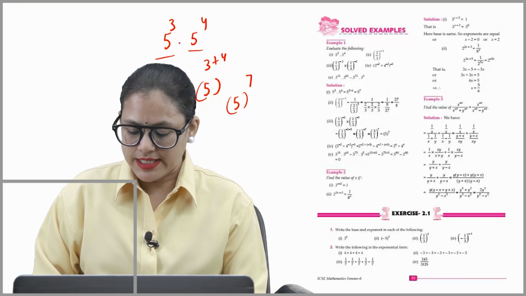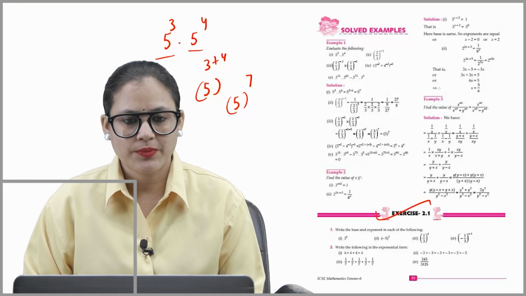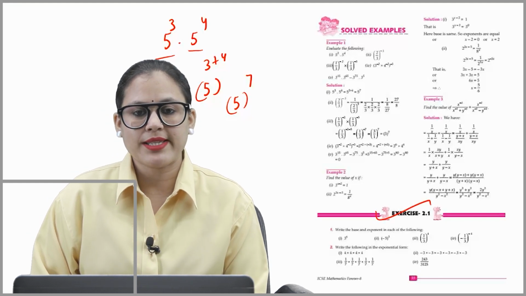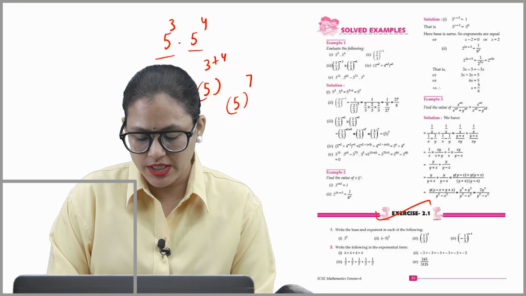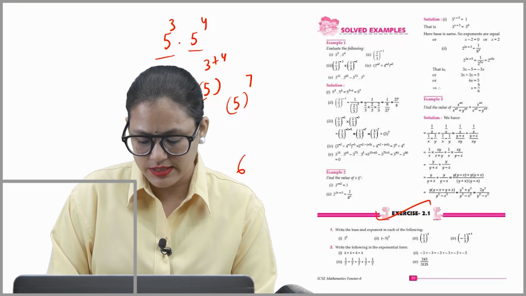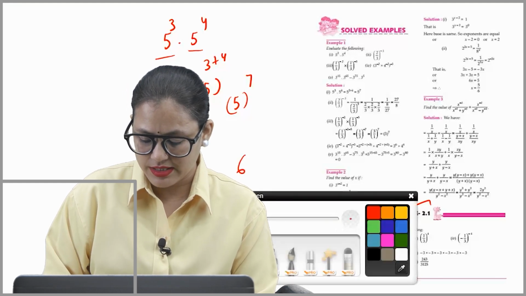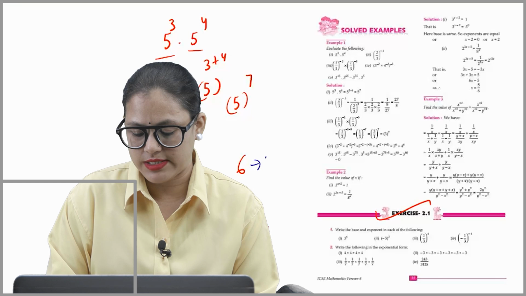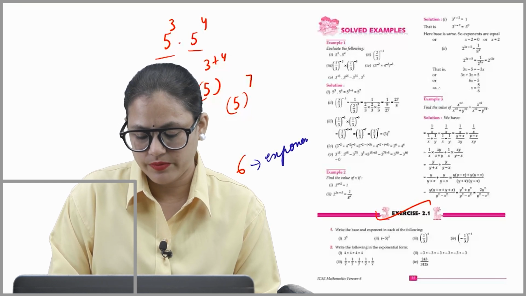Let's do exercise 2.1. Write the base and exponent in each of the following. 3 raised to the power 6. 3 is the base, and 6 is, you know that very well, the exponent.